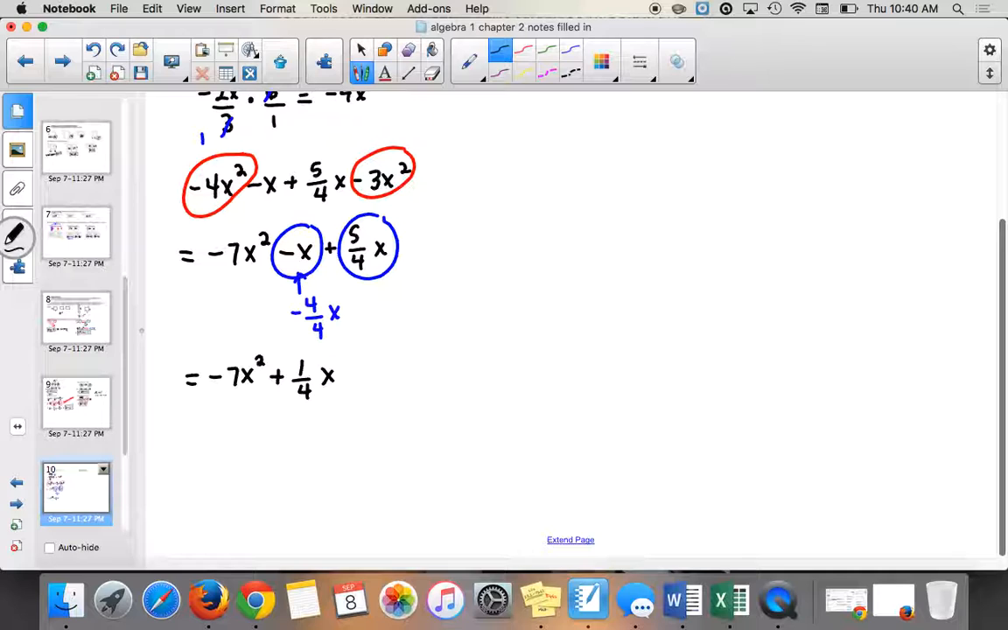Okay, so those are some tricky ones. If you can do that one, you can do anything that's on the homework. It's as hard as they get.